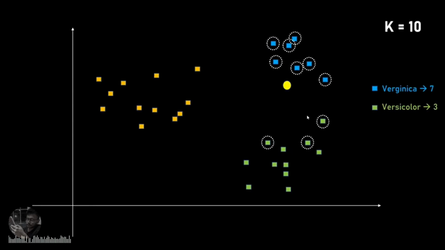Let's write Python code now. One thing I would like to clarify is that here we had only two features, sepal width and sepal height, but KNN works equally if there are more than two features.